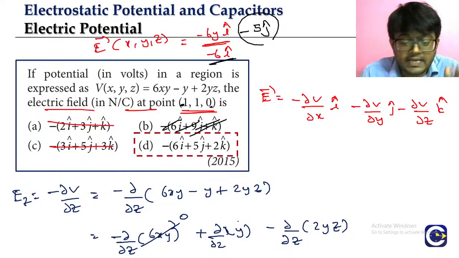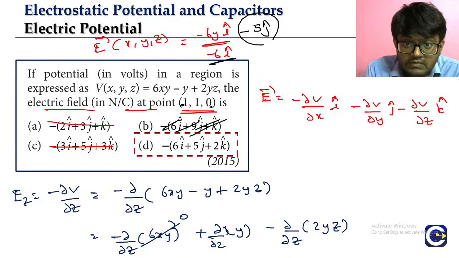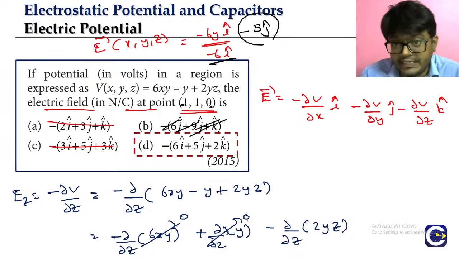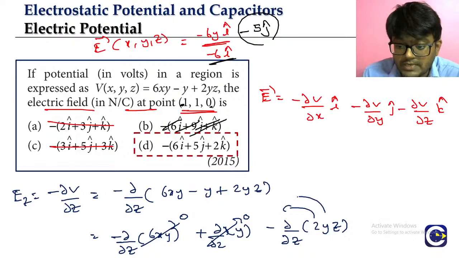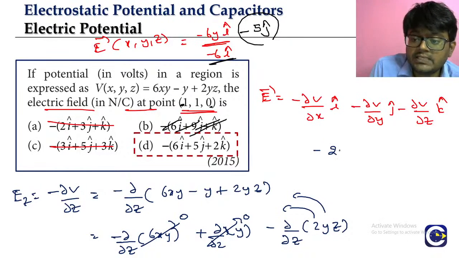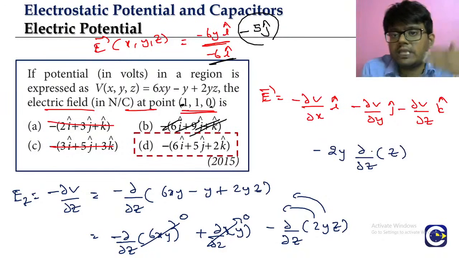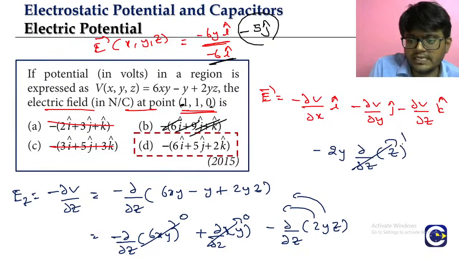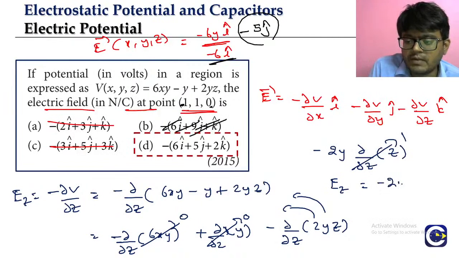Similarly the second term. The second term is the partial derivative of y with respect to z. When you take a partial derivative with respect to z, we take y as a constant, so that is also 0. So we have the last term alone. Here 2 will be taken out, and y also will be taken out. So minus 2y into the partial derivative of z with respect to z. That is 1, which means the Ez value will be minus 2y.